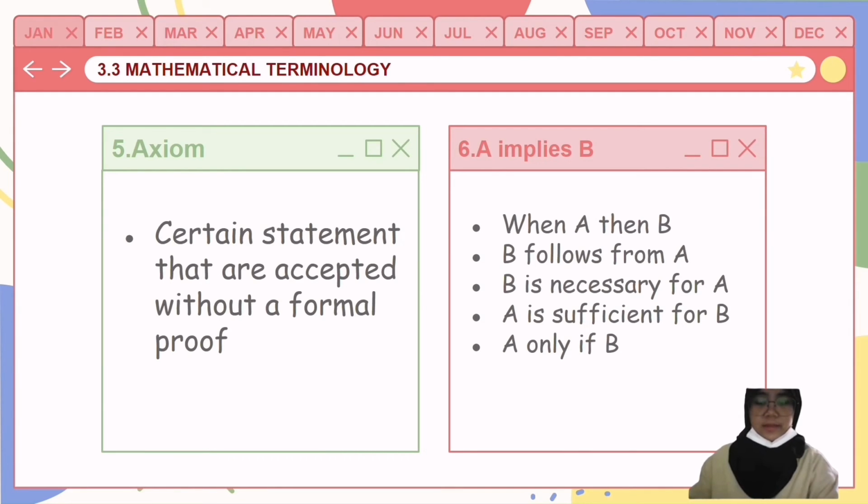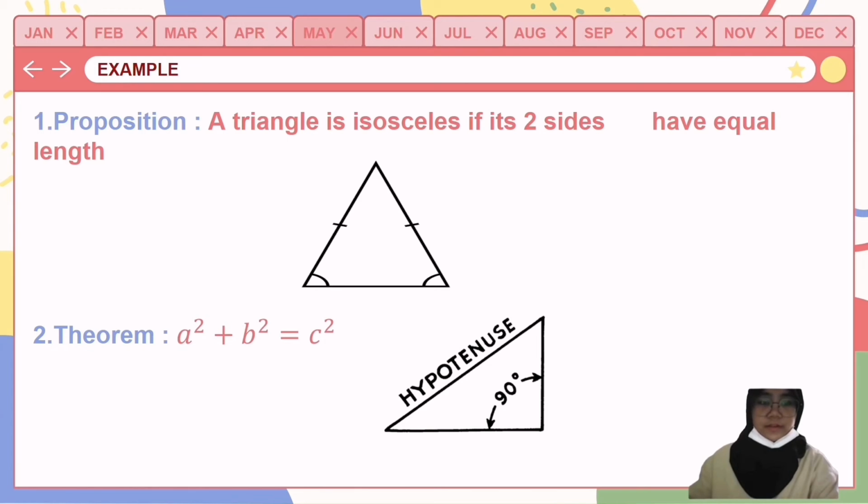6. A implies B. When A then B, B follows from A. B is necessary for A. A is sufficient for B. A only if B. Example. First, for the proposition, a triangle is isosceles if its two sides have equal length. When the triangle has equal sides, therefore the triangle is isosceles.